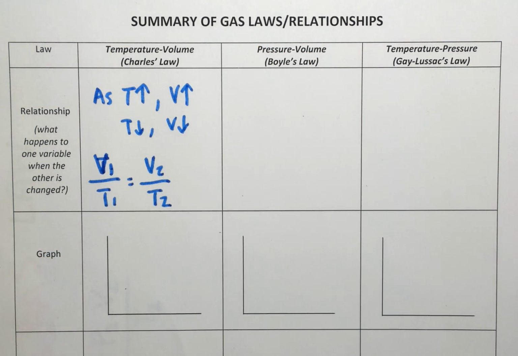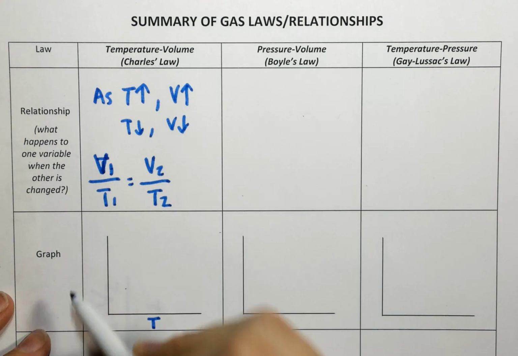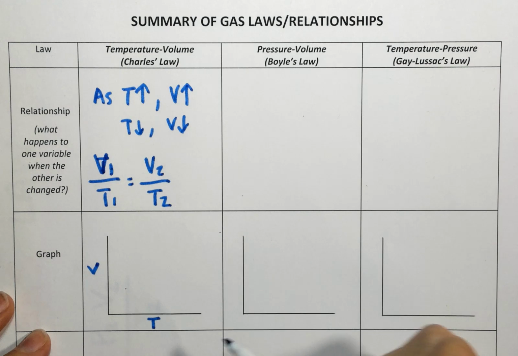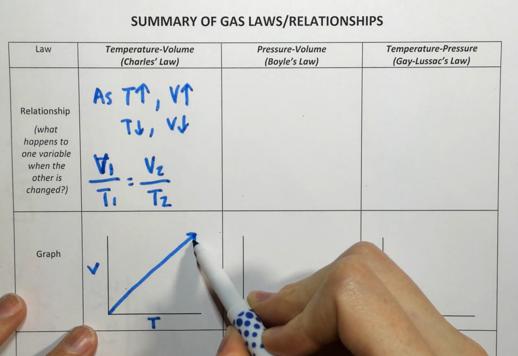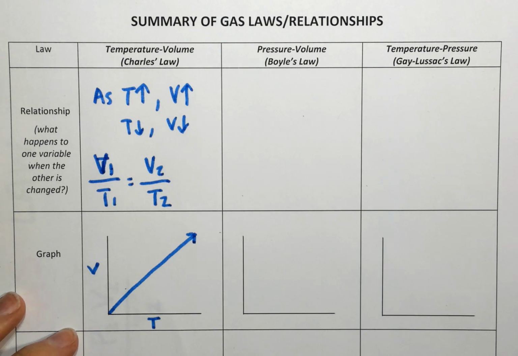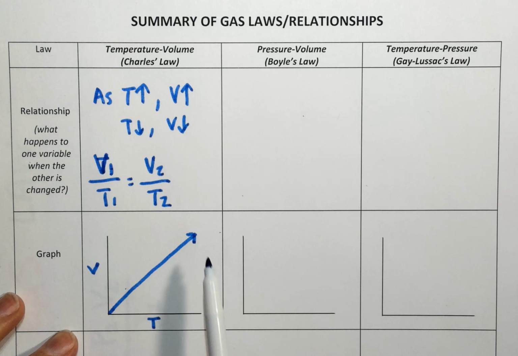If we graph that relationship, I know that if I increase temperature, volume on the other axis should also increase. So I start low, and high, and high. That shows me that this is a direct relationship. When one goes up, so does the other. If I backtrack and move one down, the other variable also goes down.